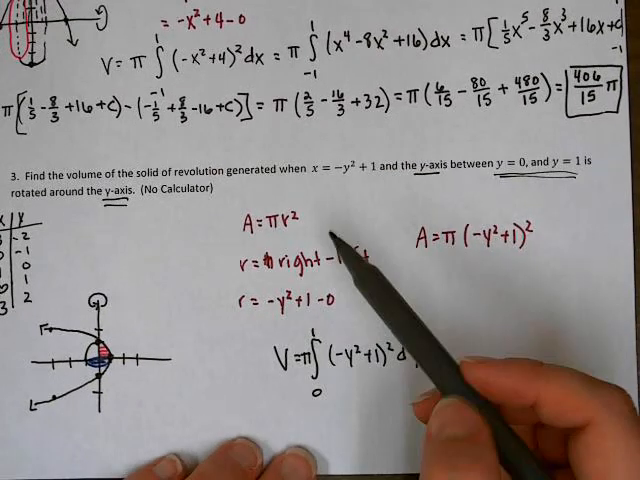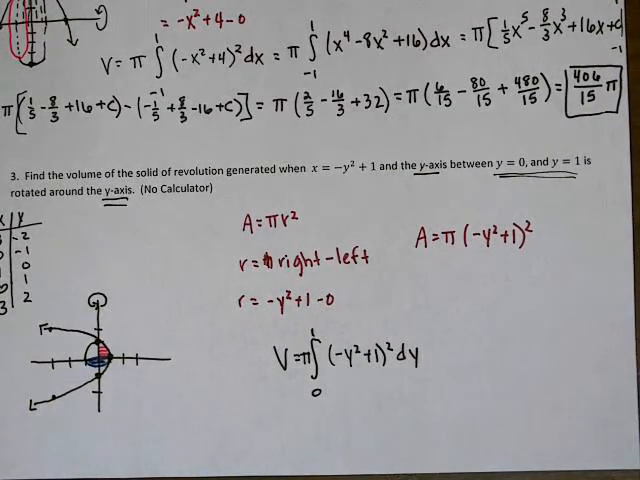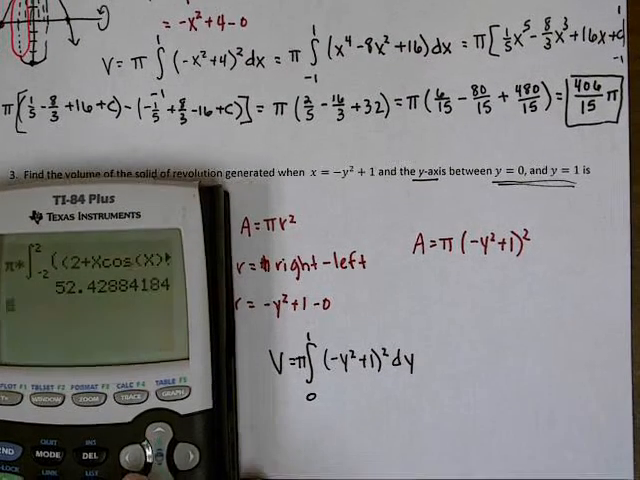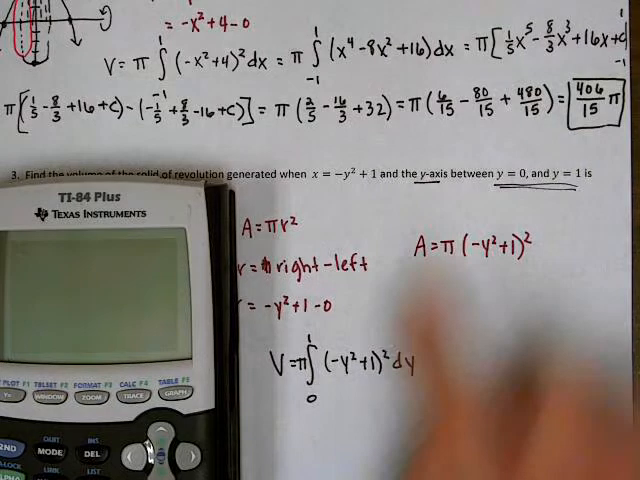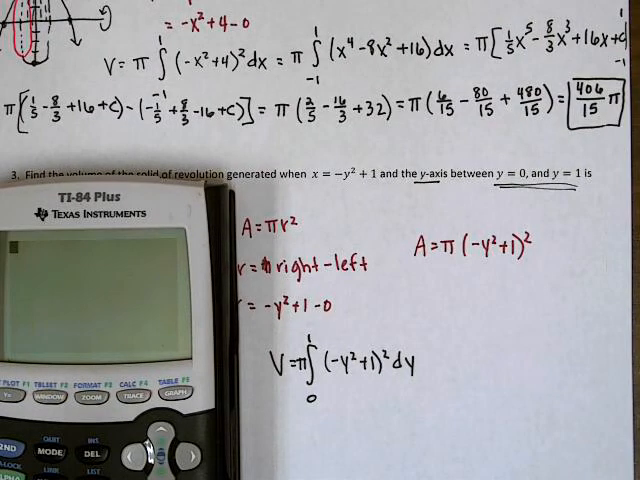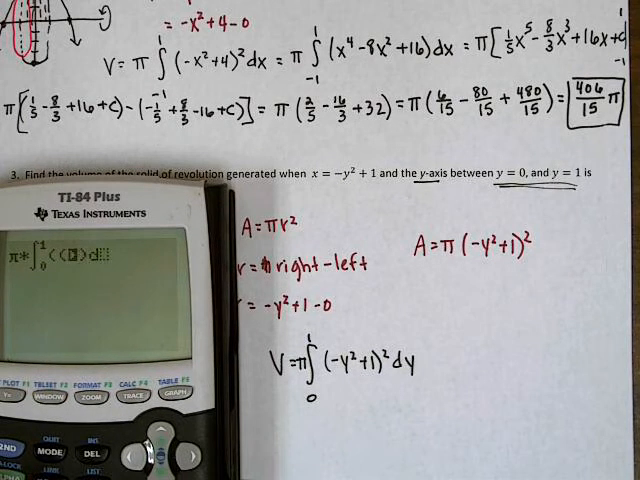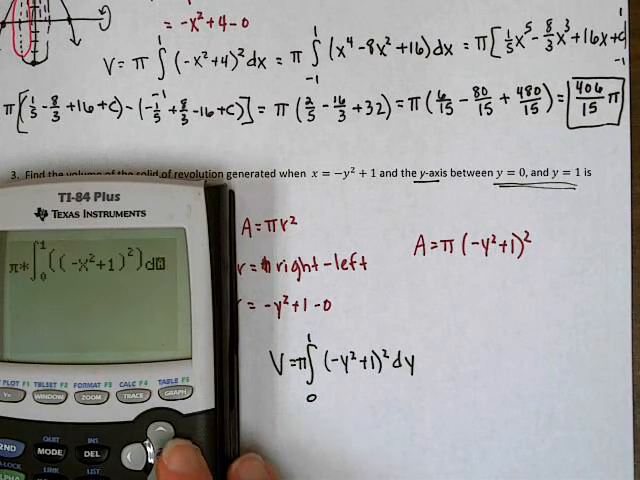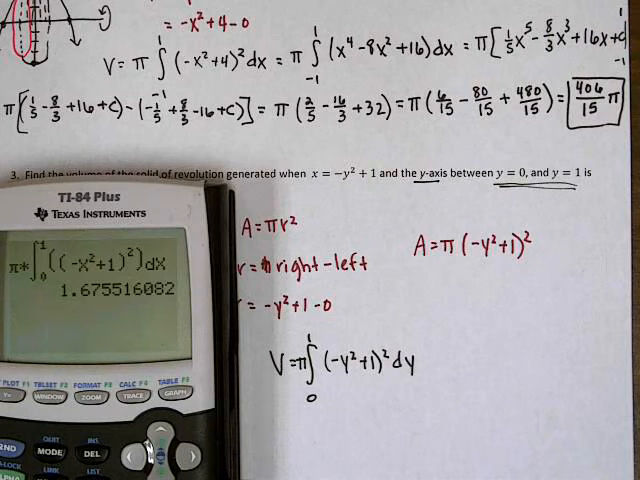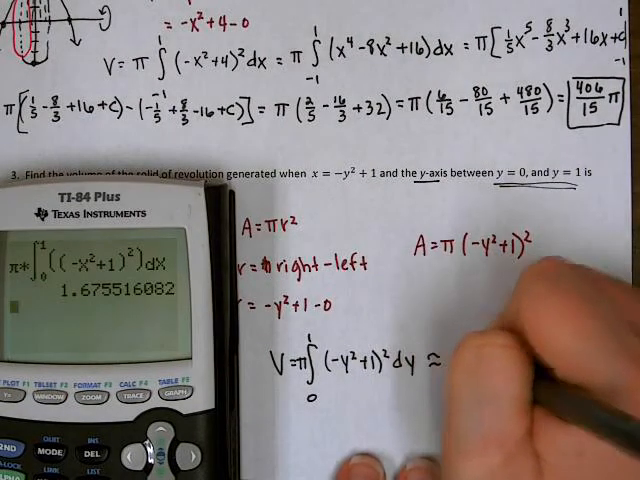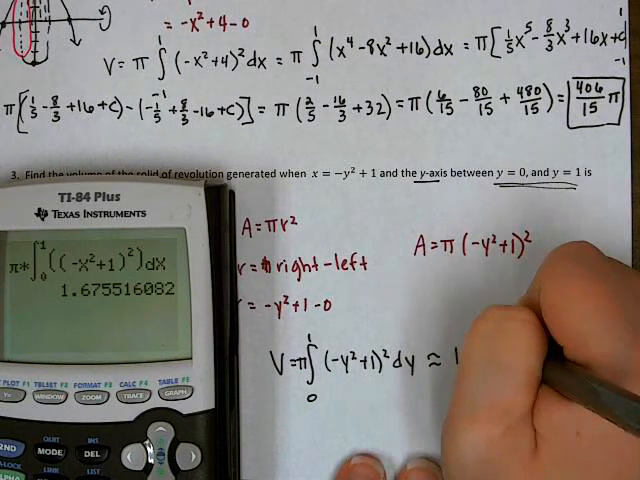Now again, this technically says no calculator, but to save time in the video, we're going to use our calculator. Just know that you should be able to do that just like we did in example 2. So pi times math 9, going from 0 to 1 of negative x squared plus 1 quantity squared dx. And so we get that this is approximately 1.676 for our volume.